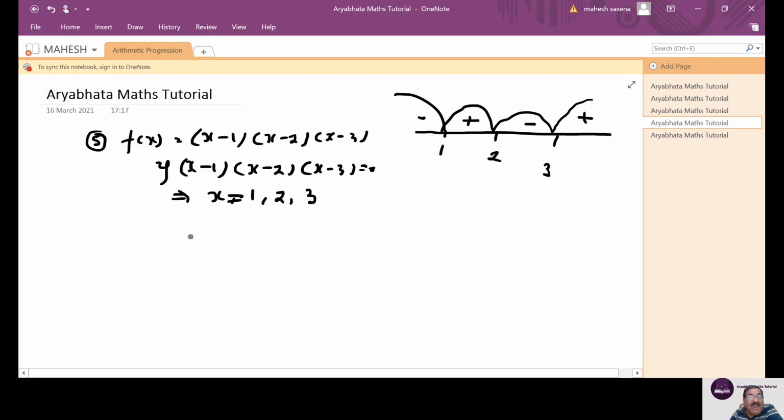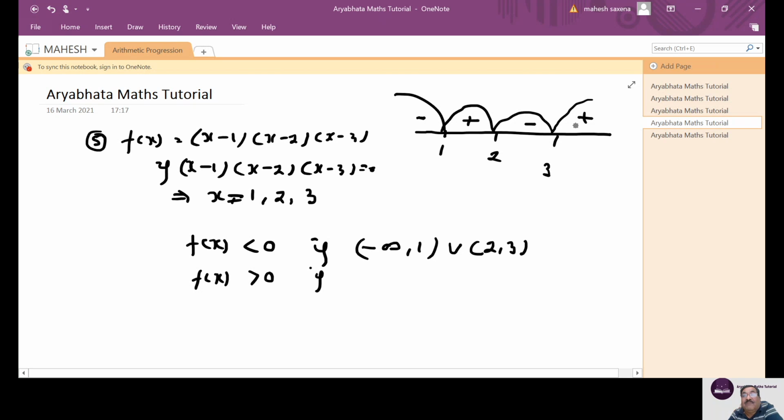Now in this case, f(x) is less than 0 where we have the minus sign, therefore x may be here, so it will be (minus infinity, 1). x can also be here, but x cannot be 2 or 3, that is union (2, 3). f(x) is greater than 0 if we consider the positive portion, therefore x will be between 1 and 2, but x can be neither 1 nor 2, therefore x belongs to (1, 2). x can also be here, it means it should be greater than 3, that is union (3, infinity). But x cannot be 3 here, so we mark an open interval here.